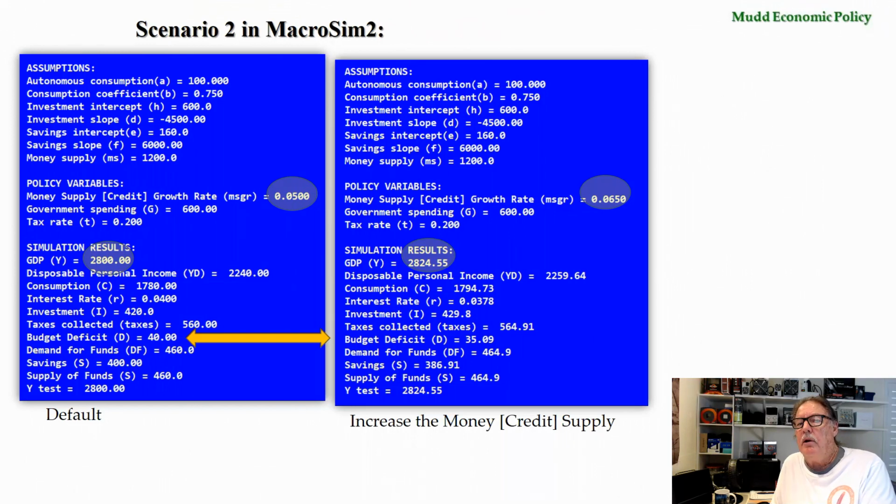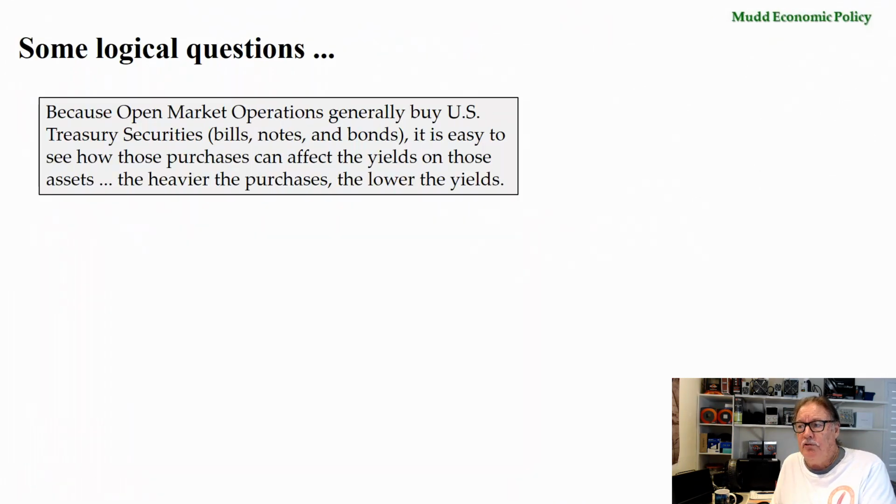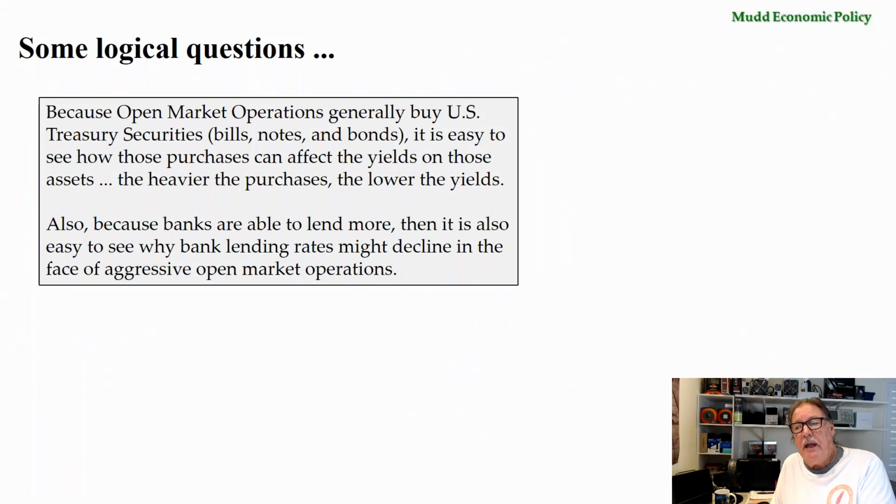So it's very clear that open market operations have the potential to strongly stimulate an economy by these examples. But we need to ask a couple of questions here, because open market operations generally buy U.S. Treasury securities, as we saw, that is to say U.S. Treasuries, bills, notes, and bonds. It is easy to see how those purchases can affect the yields on those assets. The heavier the purchases, the lower the yields. Also, because banks are able to lend more, then it's also easy to see why bank lending rates might decline in the face of aggressive open market operations.